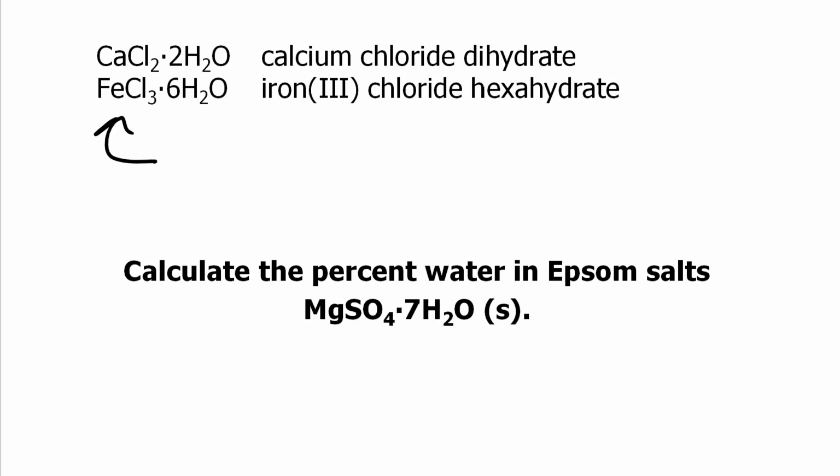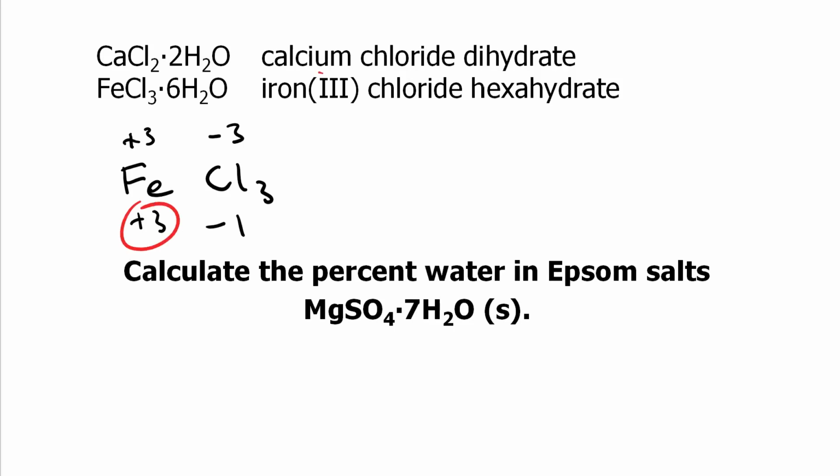Here's another one, FeCl3.6H2O. Well, FeCl3, iron is a type 2 cation. So we have to figure out its charge. And we start with the anion. Each chloride has a -1 charge. There's 3 of them, so chlorine's contributing a total of -3, which means iron has to be contributing a total of +3. So that +3 is why it's iron 3 chloride, remember? And then 6 waters means hexahydrate.